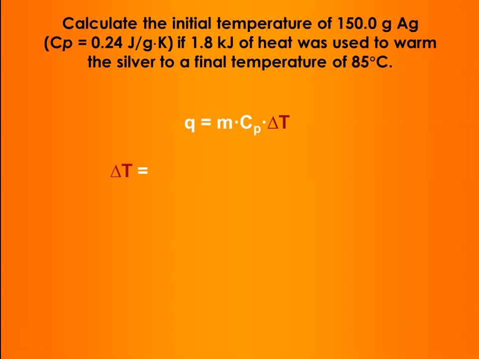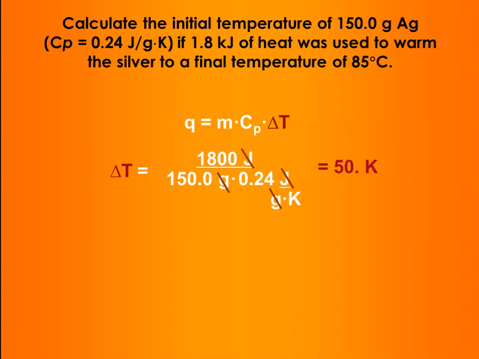So my delta T is what I'm solving for. I'm going to take my Q and divide it by m and Cp. 1800 joules. Notice I changed that from kilojoules to joules by multiplying it by 1,000. I'm going to divide it by my mass, 150.0 grams, as well as my Cp, 0.24. The joules cancel, the grams cancel, and I get a net temperature change of 50 Kelvin.